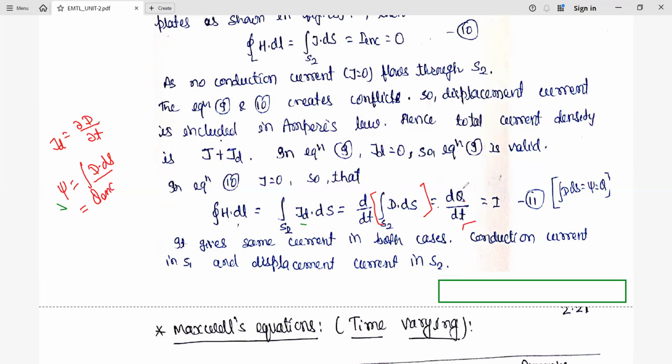And the rate of flow of the charge is what? Current. So that is equal to I. So it gives the same current in both cases: conduction current in S1 and displacement current in the situation of S2. Now we are going to summarize the Maxwell equations and other equations that we have seen earlier.